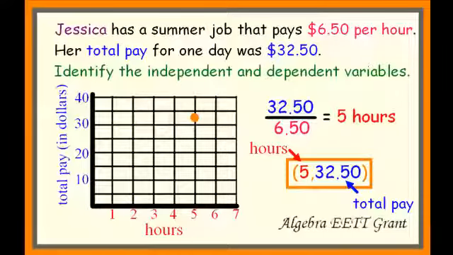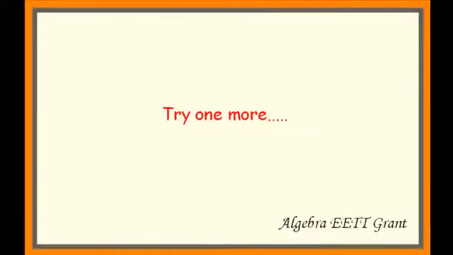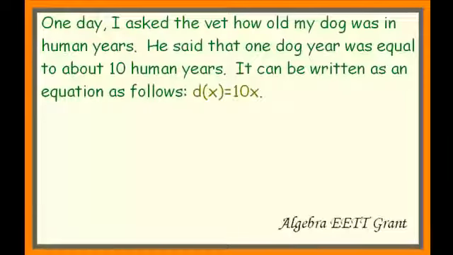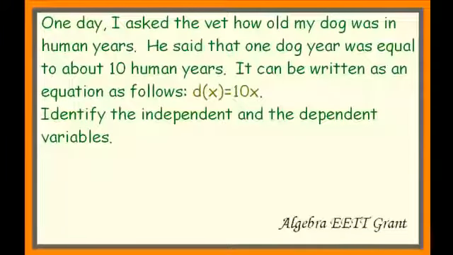Let's look at another example. So here's our third example. One day I asked the vet how old my dog was in human years. He said that 1 dog year was equal to about 10 human years. It can be written as an equation as follows: d of x equals 10x. Identify the independent and the dependent variables. Notice this time we're not going to graph anything. All we're going to do is what's independent, what do I have control over, and what depends on it.